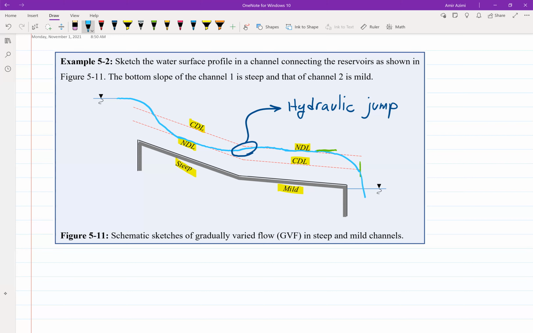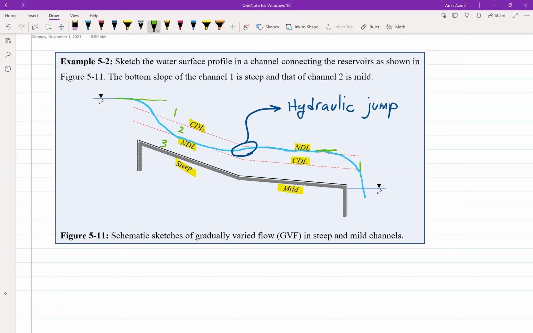The next step is to do the classification. So if you remember, we have zoning. So we have zone 1, 2, and 3. Okay, so here we assume that the reservoir is horizontal. So the gradually varied flow curve is above both the critical depth line and the normal depth line.